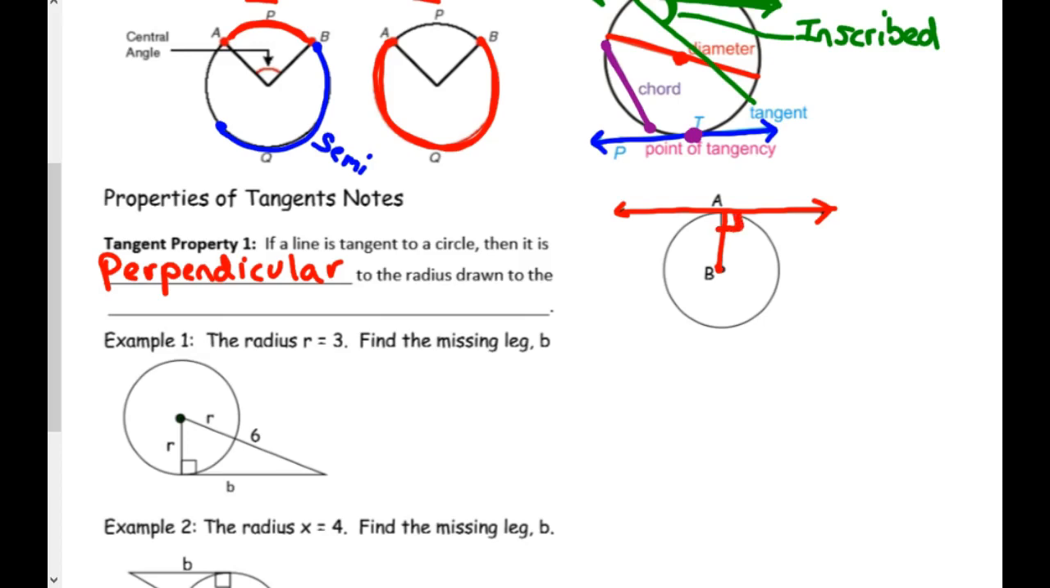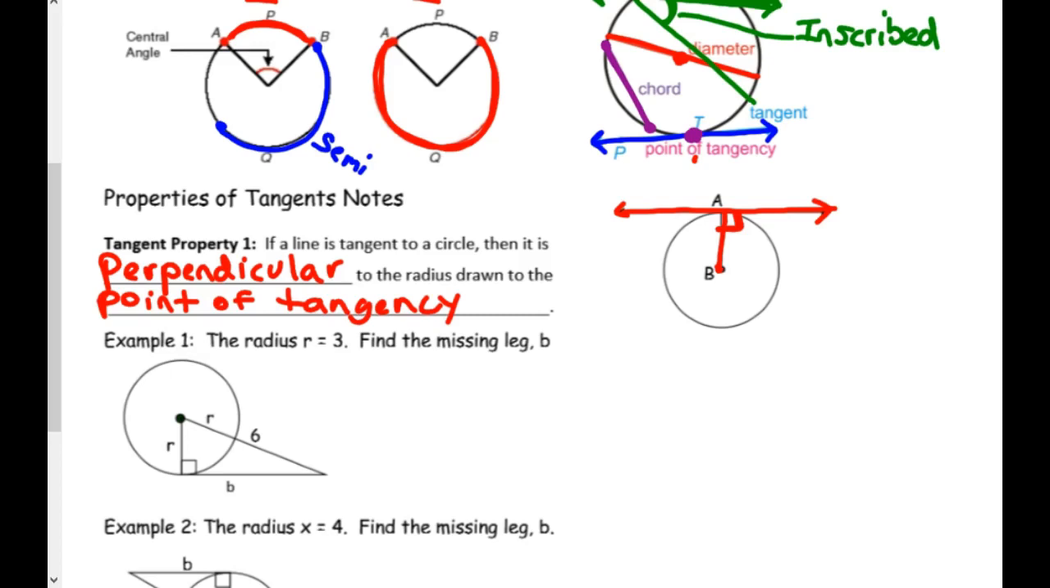So it says to the radius drawn to the what? And so where do they intersect? Point A is kind of like what we had up here. It's called the point of tangency. So again, tangent line is perpendicular at the point of tangency, right? So we're going to use that information to do some examples. Here you go. Example 1. The radius r equals 3. Find missing leg B. Okay.